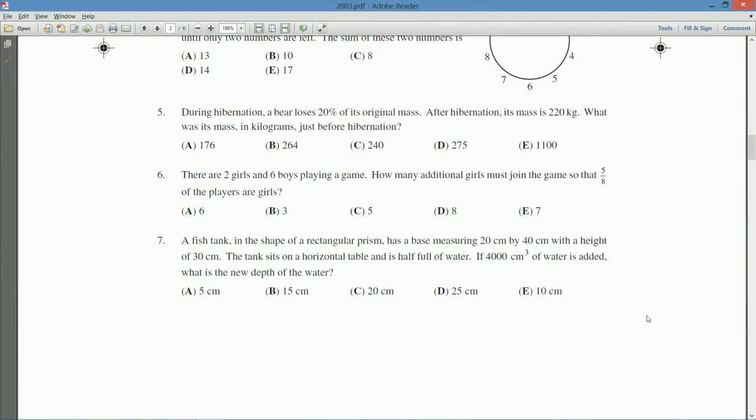Question 6. There are 2 girls and 6 boys playing a game. How many additional girls must join the game so that 5/8 of the players are girls? Okay.